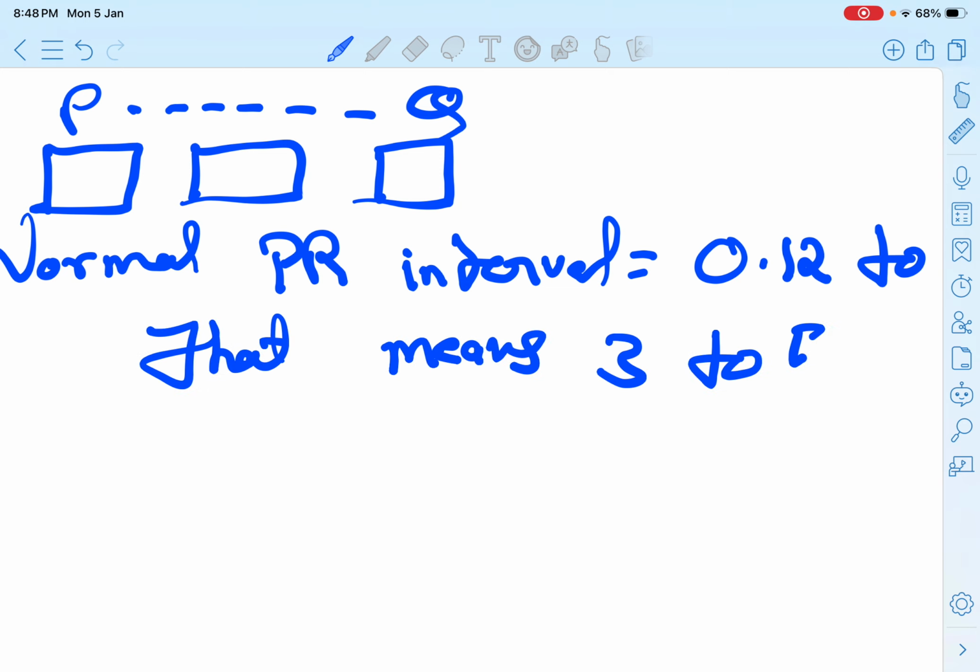If the PR is long, it is first degree heart block. I will tell you all about that.